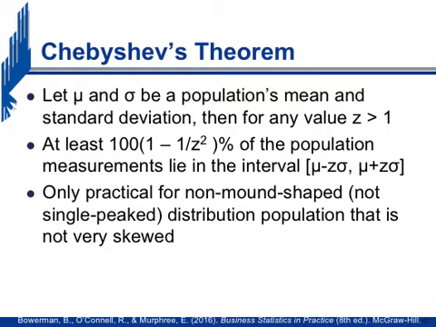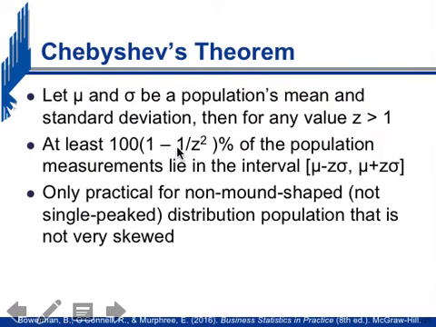Now, another theorem that we can use to describe the data ranges is Chebyshev's theorem. Unlike the empirical rule, which only applies to normal distributions, to bell-shaped symmetrical distributions, Chebyshev's theorem can be used for any distribution. So this can be used regardless of the shape of the distribution of your dataset. Here we still have mu and sigma as the mean and the standard deviation of the dataset. And for any value of z greater than 1, we can estimate the proportion of measurements within that interval using this formula: 100 times 1 minus 1 over z squared percent.